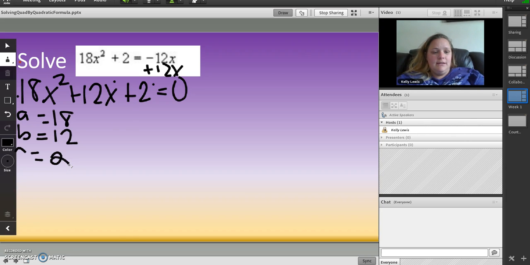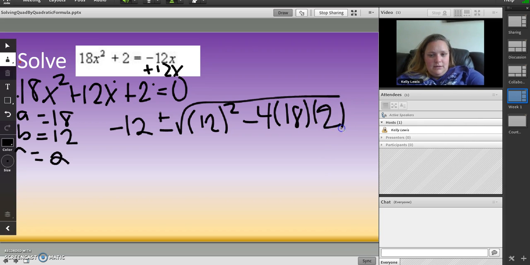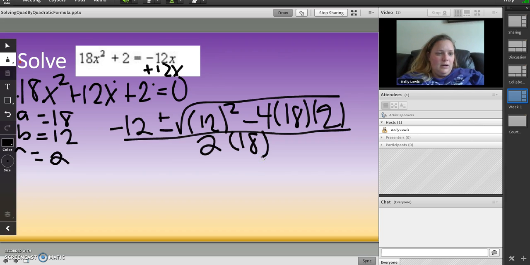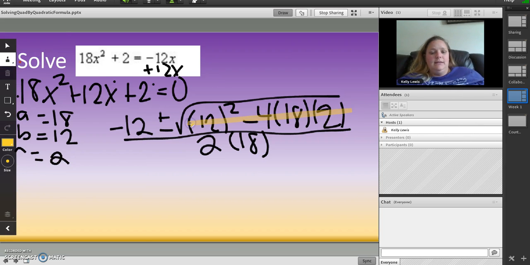So the formula is negative b plus or minus the square root of b squared minus 4ac, all over 2a. All right, remember, I'm going to take that and literally type it in my calculator exactly like that.